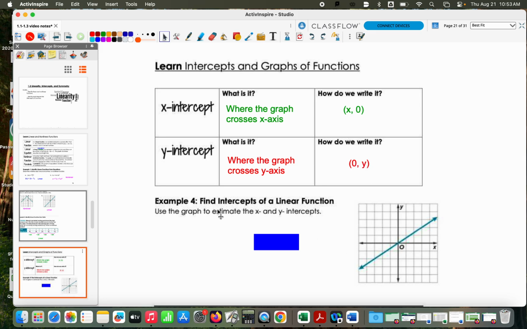Cool. So let's just find some intercepts. On this graph right here, we just look to see where it crosses. This one's unique because actually your x and y intercept are both 0, 0. So both of these guys would be 0, 0. It crosses the x-axis at 0 and the y-axis at 0.